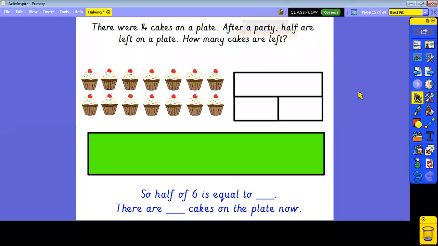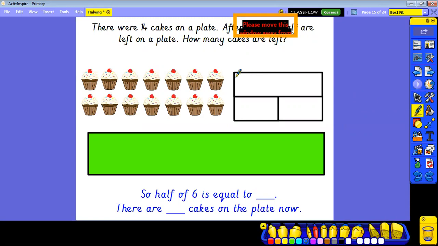So let's look at a similar question for you to have a go at before going through the answers then. There were 14 cakes on a plate. After a party, half are left on a plate. How many cakes are left? So let's think, how many cakes are we starting with? That's right, we're starting with 14 cakes on the plate. So 14 is my whole.